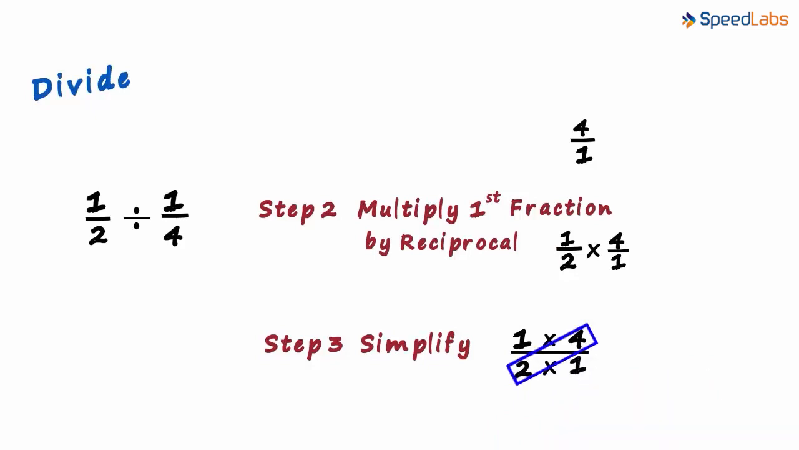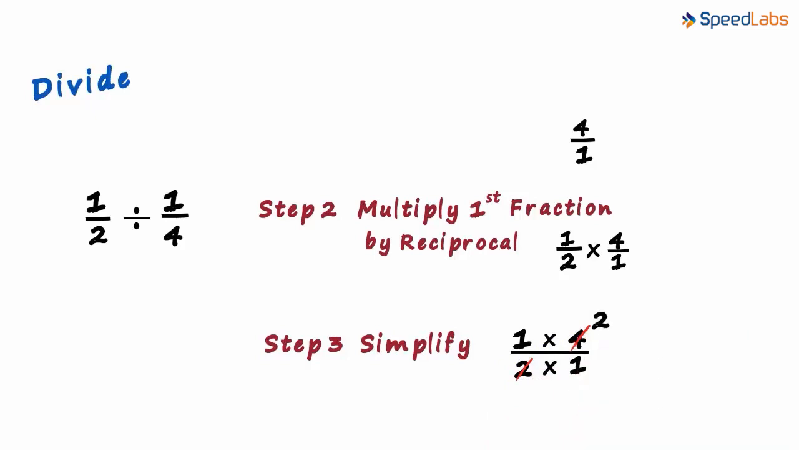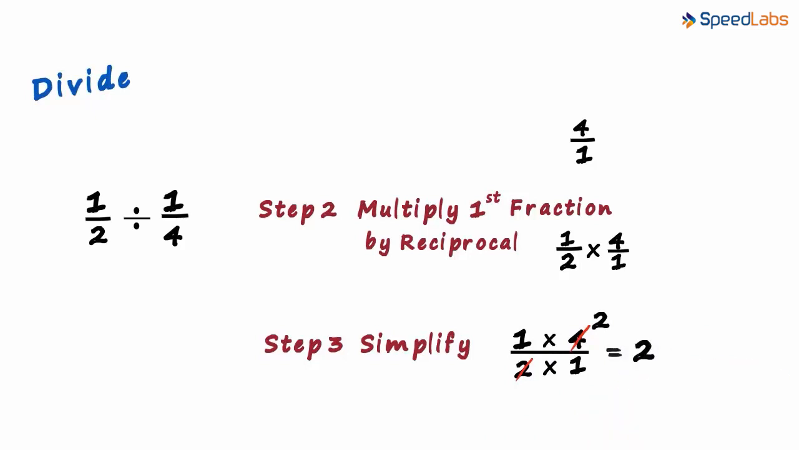2 and 4 have 2 as a common factor. 2 multiplied by 2 equals 4. After simplification, we get the answer as 2. It was simple. 1 by 2 divided by 1 by 4 equals 2.